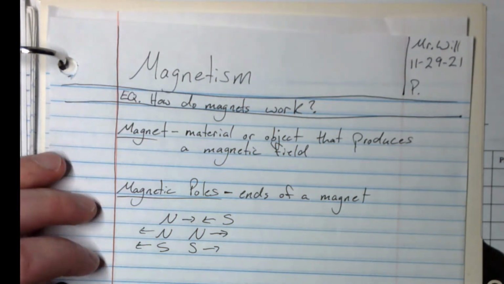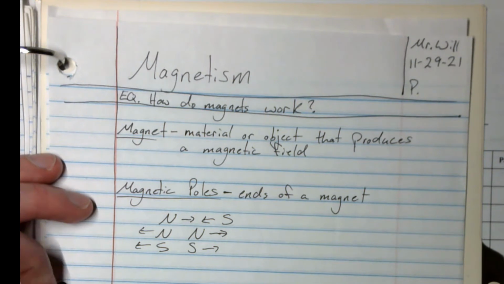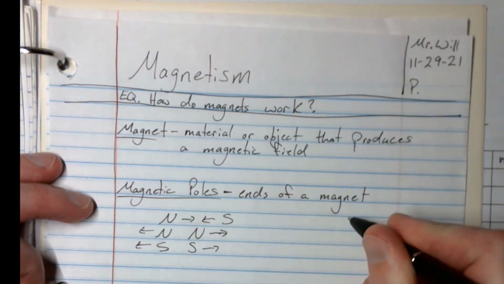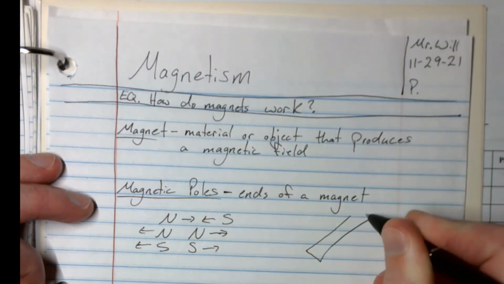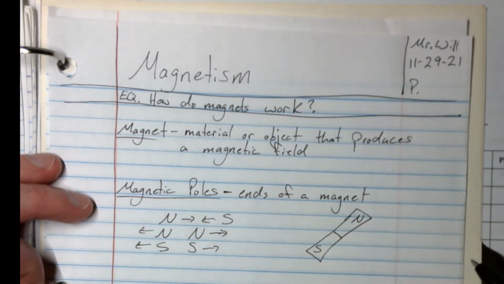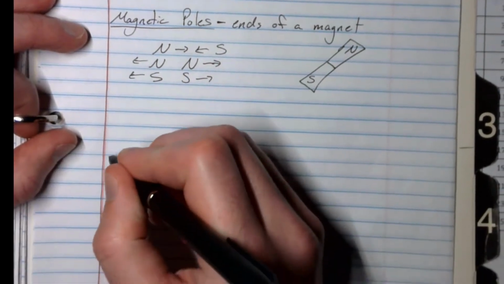So now that we have a basic understanding of that, maybe we could draw a little picture here. North and south. It's a magnet. Beautiful.